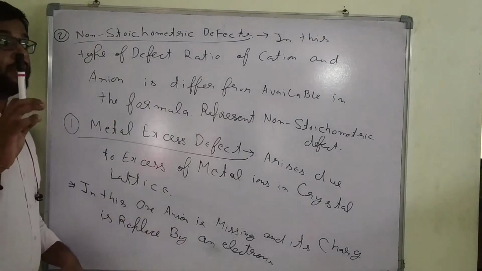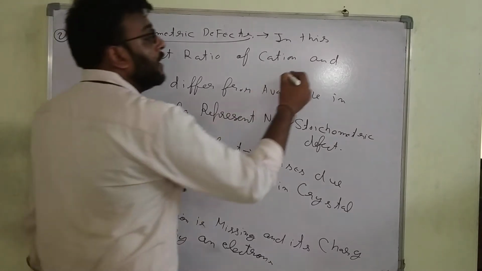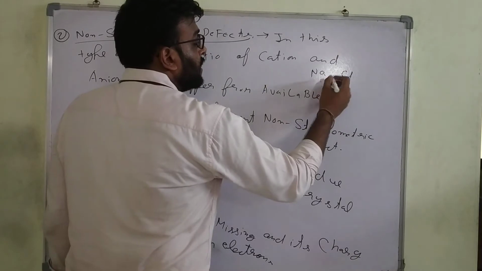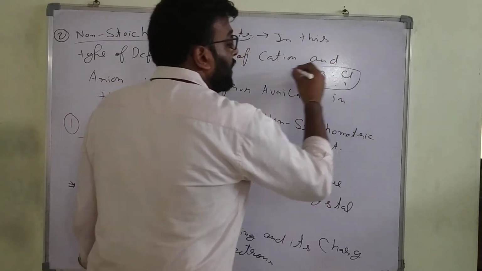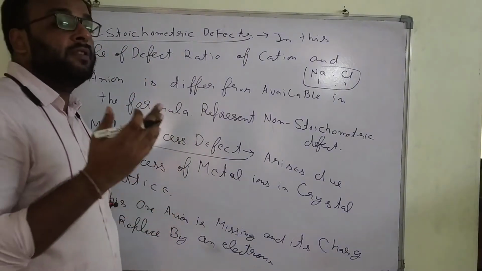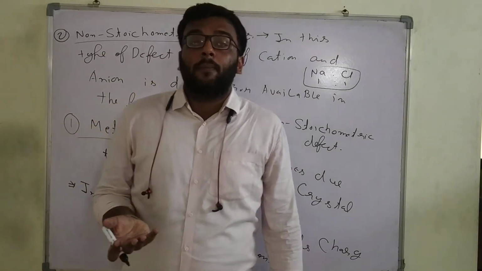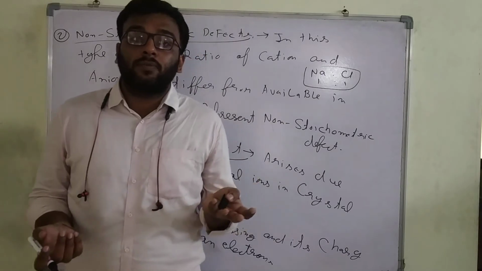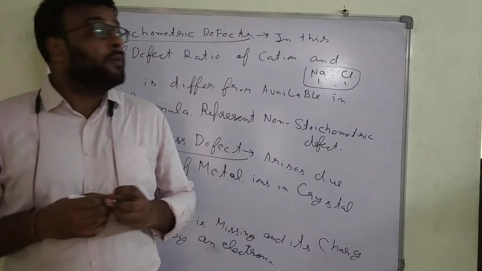I have already explained in the previous lecture that in it, the ratio is not what is given in the formula. Suppose NaCl, the example I have given: a 1:1 ratio should be there, but in reality it is always different from the ideal formula. Suppose there should be 100 boys and 100 girls in the classroom, but for some reason one girl is absent, or one boy is absent, so the ratio becomes different. So it is a non-stoichiometric defect.